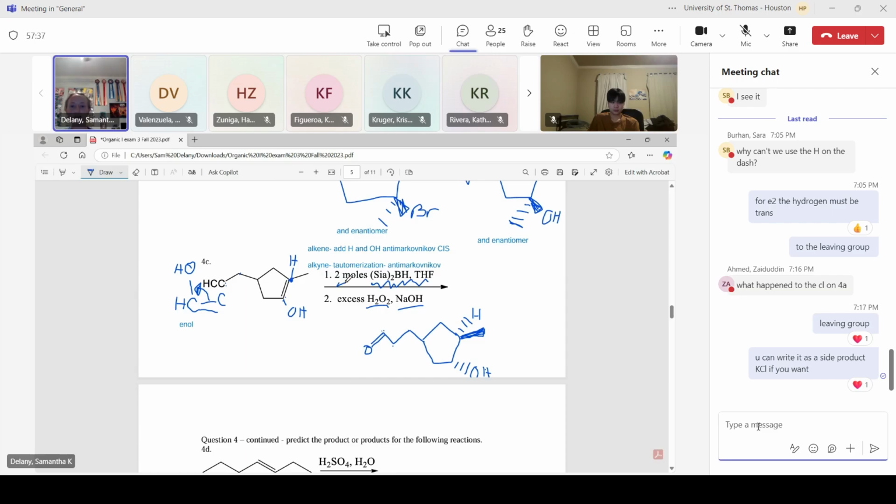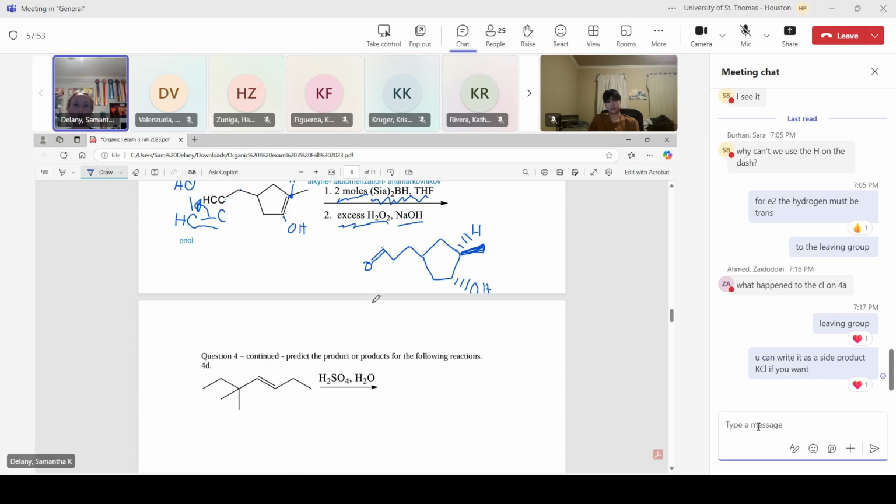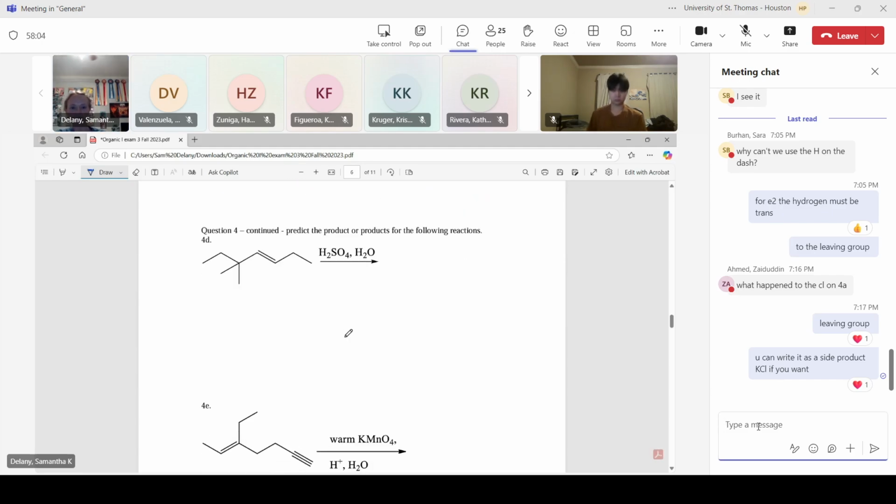So whenever you see anything like 2 moles, or it might just say excess, that doesn't always mean that the reaction's going to occur multiple times. But if you don't see it, it's usually a good indicator that the reaction's only going to occur once, as opposed to multiple times. Because if you have only a 1-to-1 ratio of substrate and reactants, you're going to use all that substrate with the reactant, and there's not going to be any to do the reaction again.